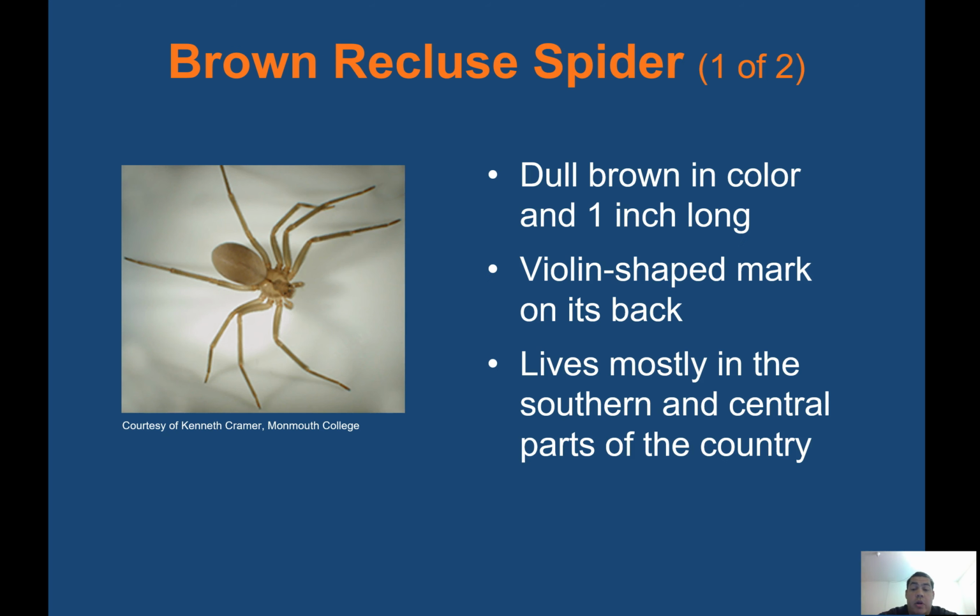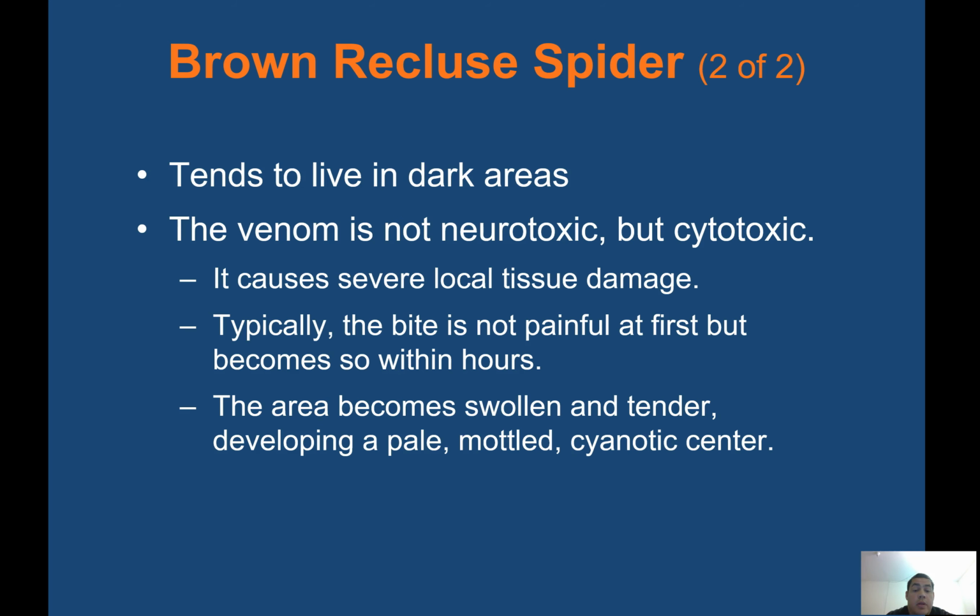Brown recluse spider, dull brown in color and 1 inch long, violin-shaped mark on its back, lives mostly in the southern and central parts of the country. Tends to live in dark areas. The venom is not neurotoxic but cytotoxic. It causes severe local tissue damage. Typically, the bite is not painful at first, but becomes so within hours. The area becomes swollen and tender, developing a pale, mottled cyanotic center.